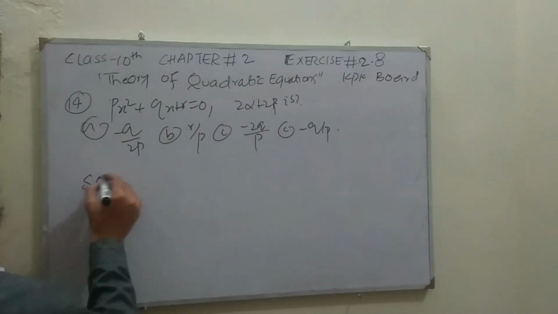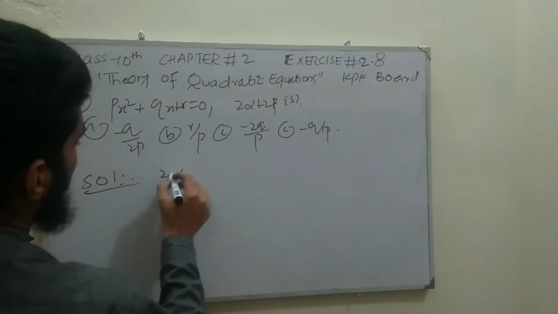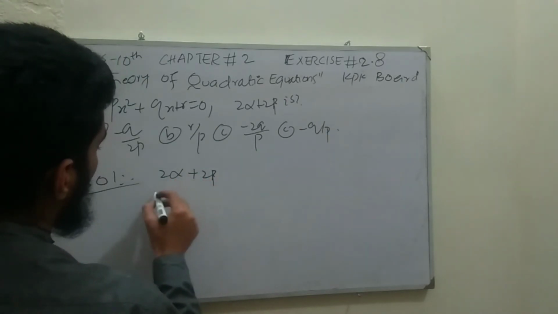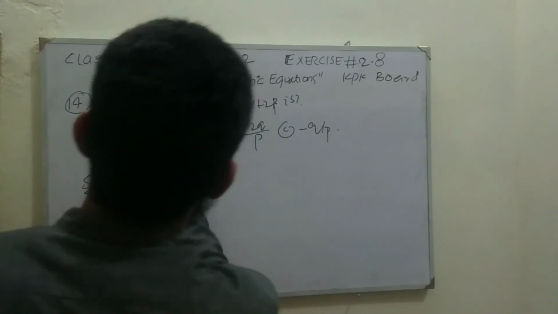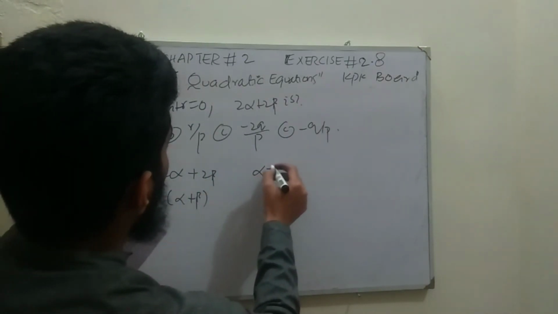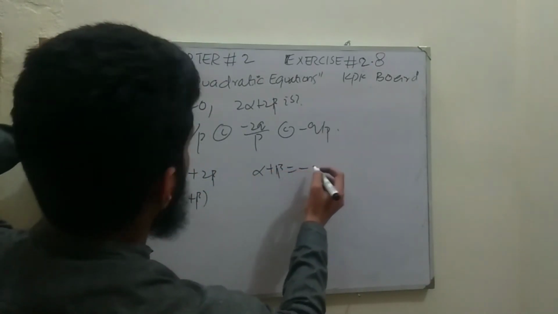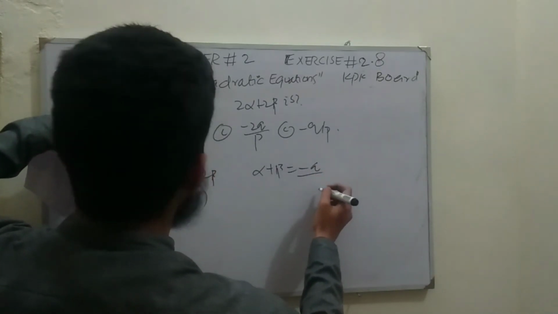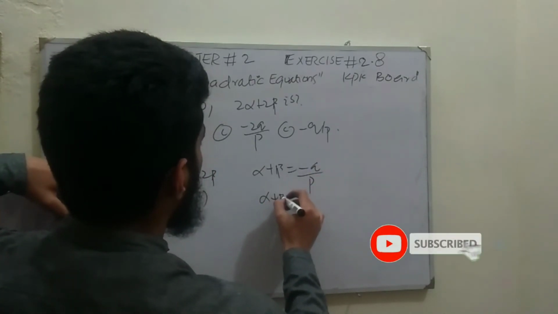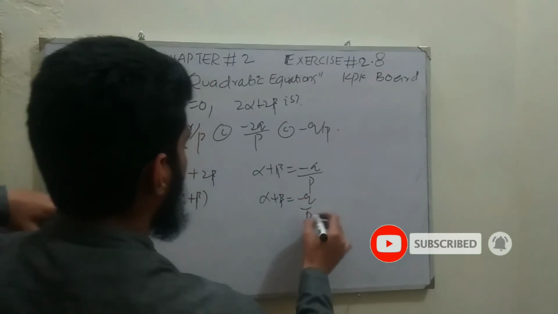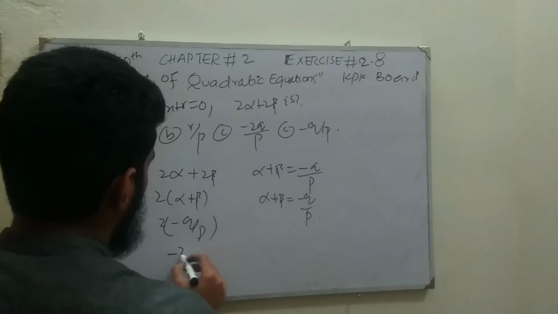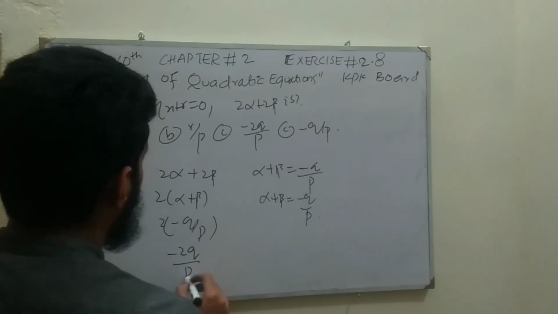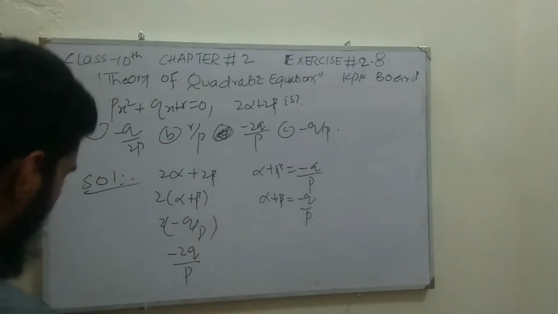Using the solution, 2 alpha plus 2 beta. Taking 2 common, inside we are left with alpha plus beta. Alpha plus beta is actually the sum of the roots of the given quadratic equation, which is equal to minus b over a, where b is q and a is p. So the sum will be equal to minus q divided by p. Put it here, so 2 times minus q divided by p. So our answer will be equal to minus 2q divided by p. So the correct option is option C.